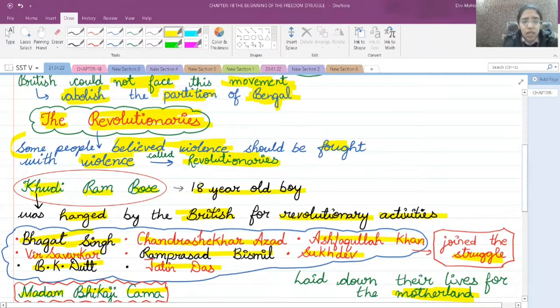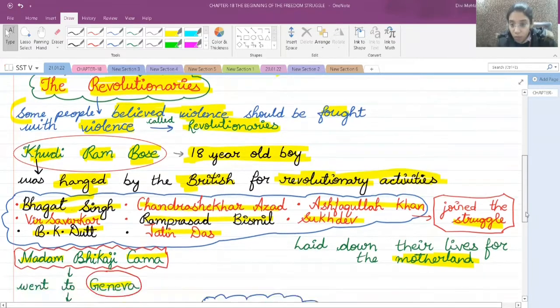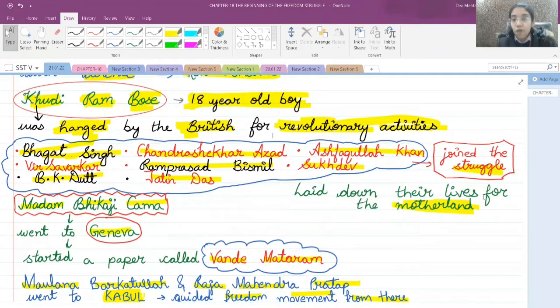Khudiram Bose was an 18-year-old boy. Underline the name, Khudiram Bose. He was hanged by the Britishers for his revolutionary activities, for the violence he did against the Britishers. He did some violent activities, and because of that, the Britishers got angry.